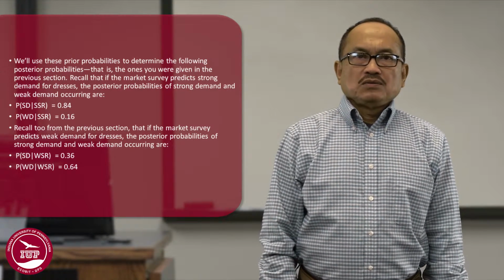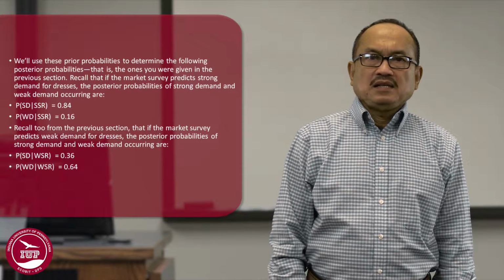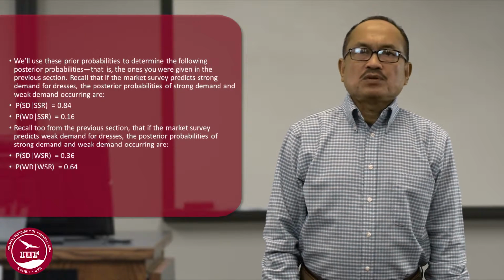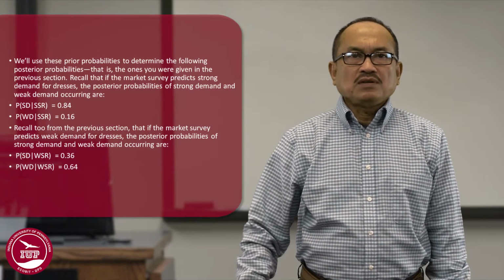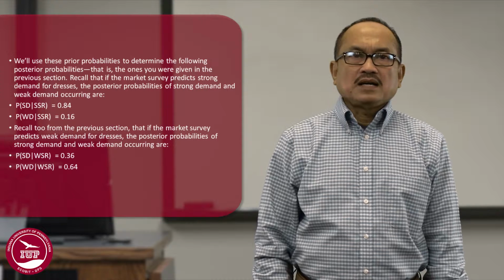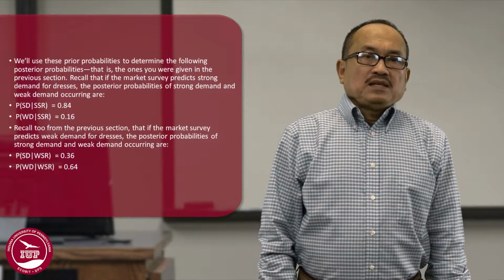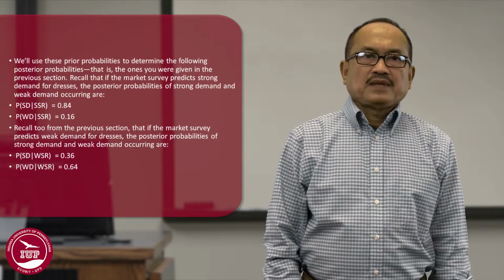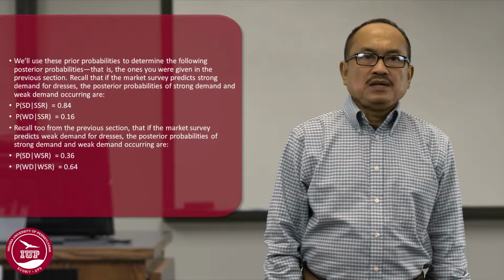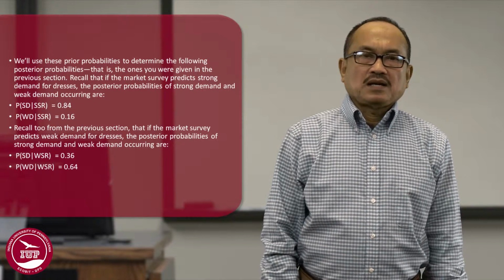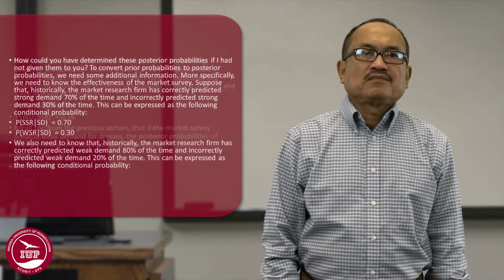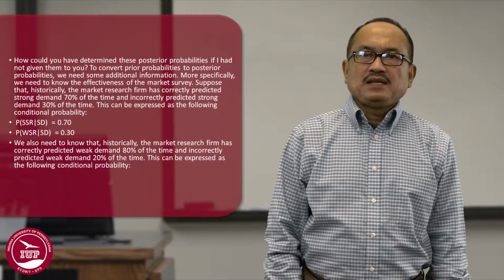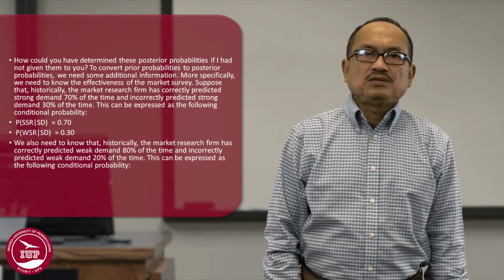Recall from the previous section that if the market survey predicts weak demand for dresses, the posterior probabilities of strong demand and weak demand occurring are: probability of SD given WSR is 0.36 and probability of WD given WSR is 0.64. How could you have determined these posterior probabilities if I had not given them to you?